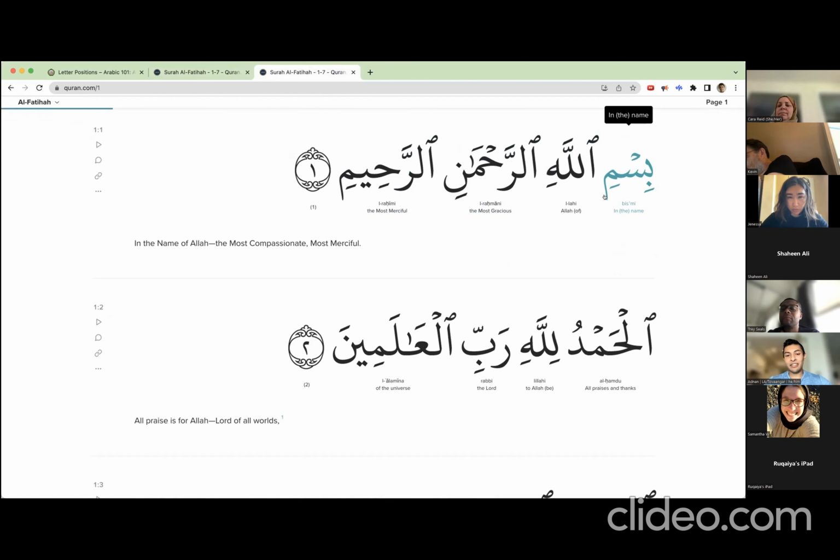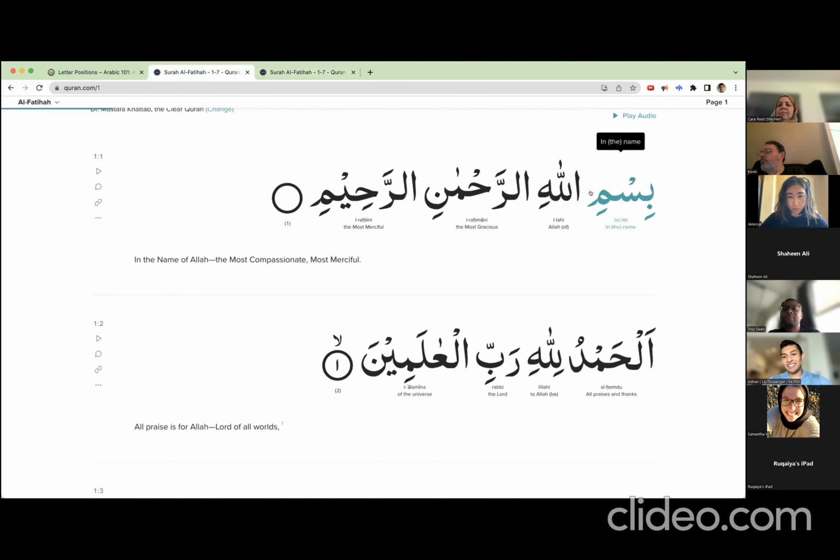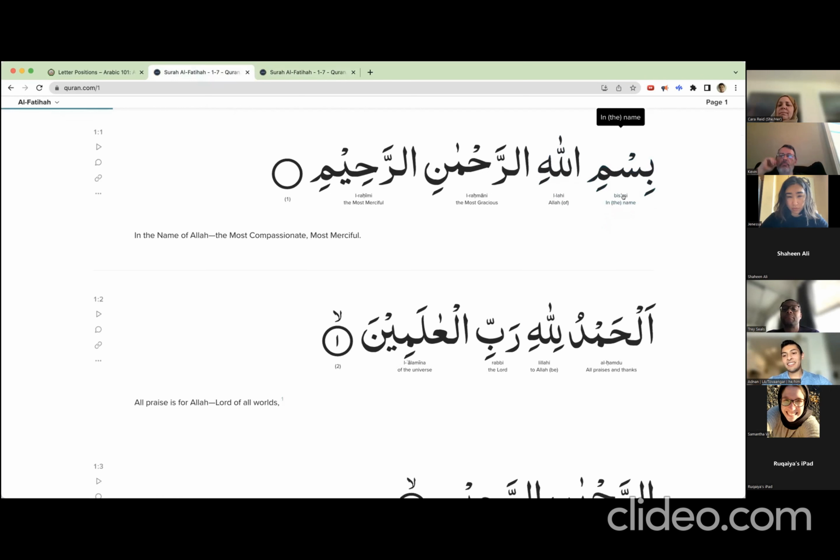It's helpful to see different Arabic scripts, because the Arabic script is very calligraphic, and you can take different options with the different scripts. So here the line goes below. Here it's just coming out to the side. So bismi means in the name, as you see here. Now bi is a preposition, so it means in.